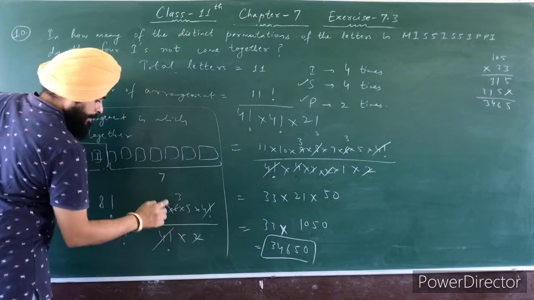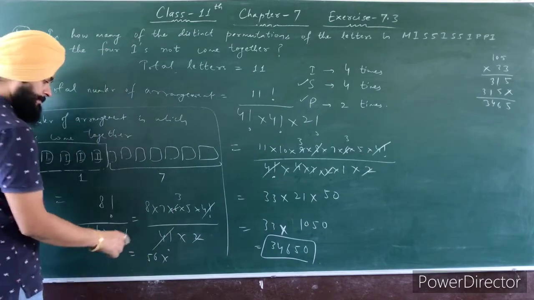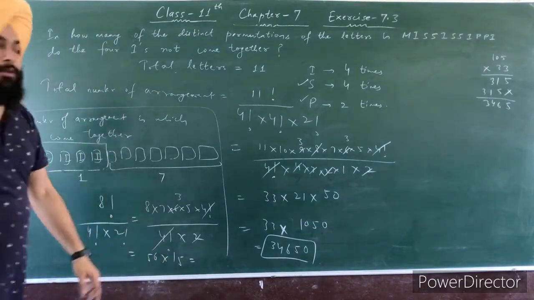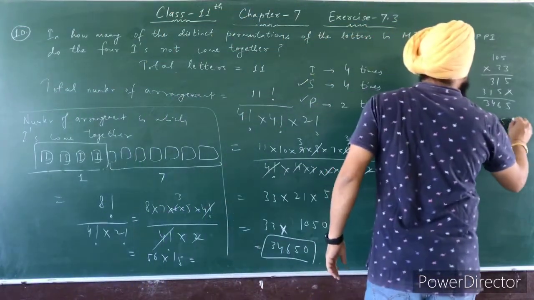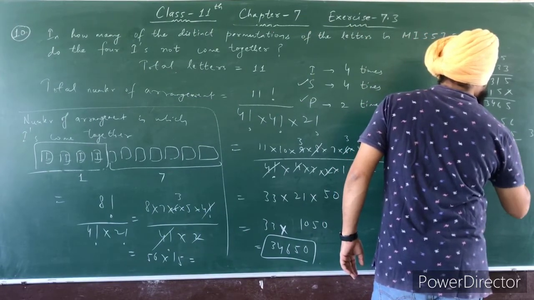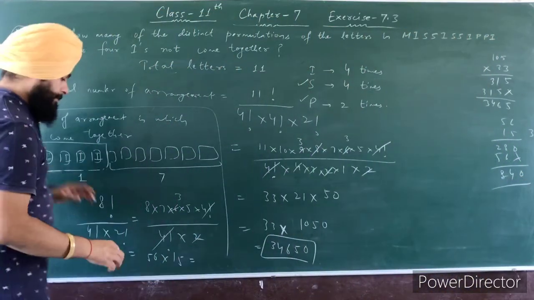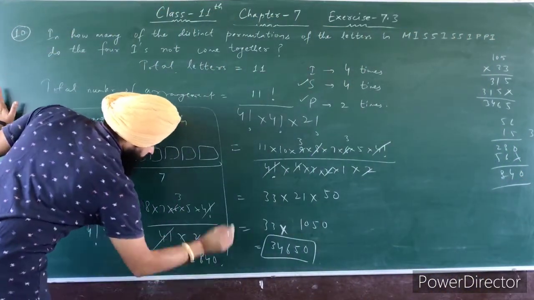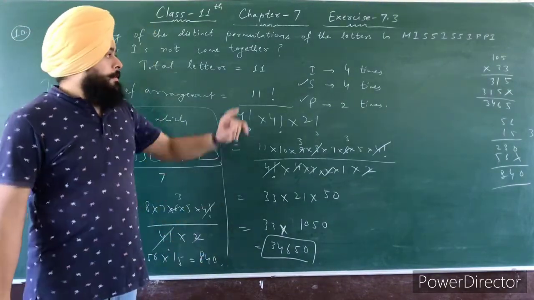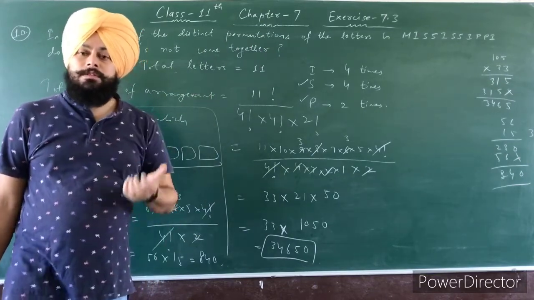Next, 2 3s are 6, 8 7s are 56, 3 5s are 15. Now multiply 56 into 15. 840. It means there are totally 840 words in which I comes together.